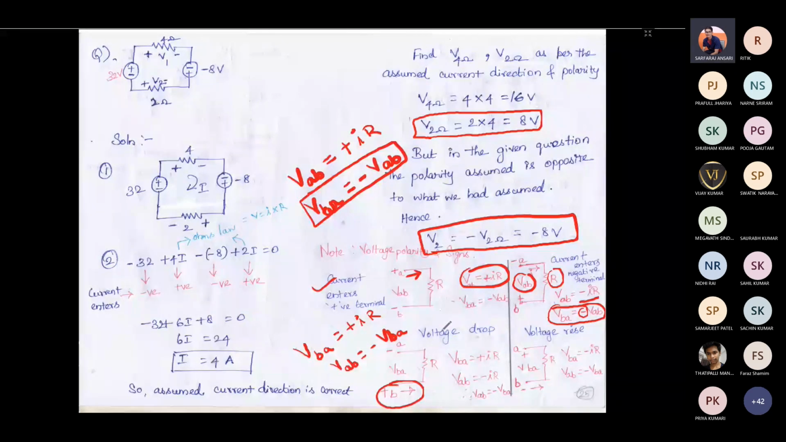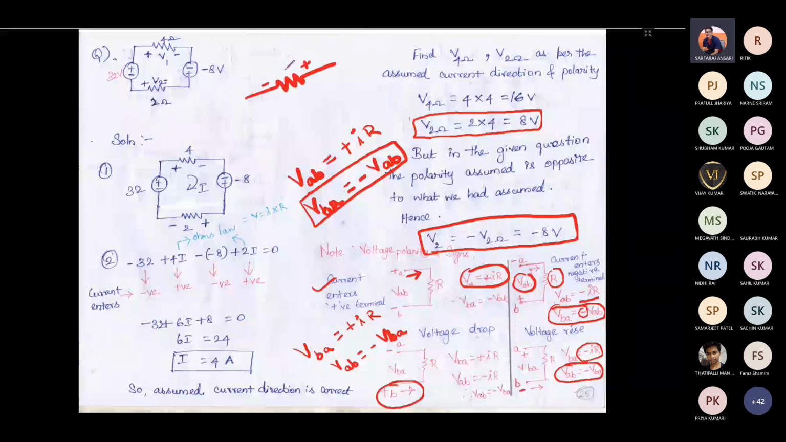So here the current is entering the negative polarity. Here you are seeing VBA is minus IR, because the current is entering the negative polarity. So if you want to represent it as VAB, you have to take the negative value. So it is coming as VAB is equal to minus VBA. Now if you consider this 2 ohm resistor, we found the voltage in this fashion.